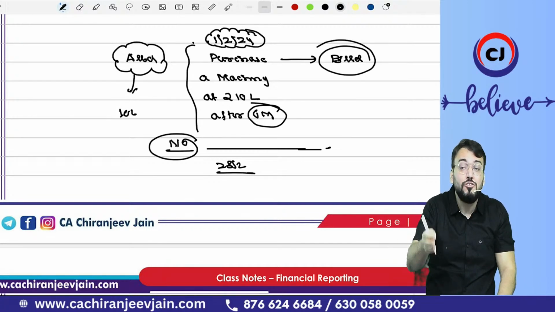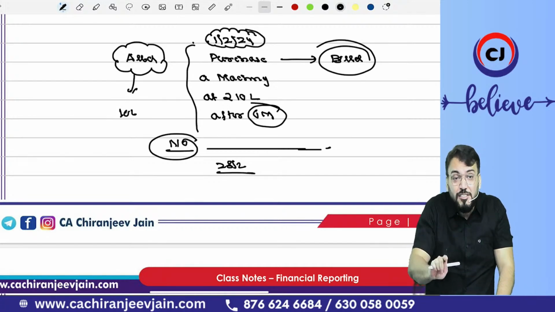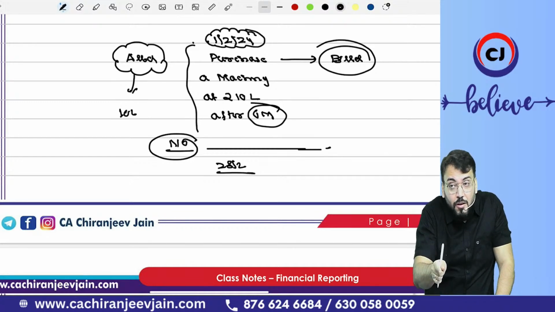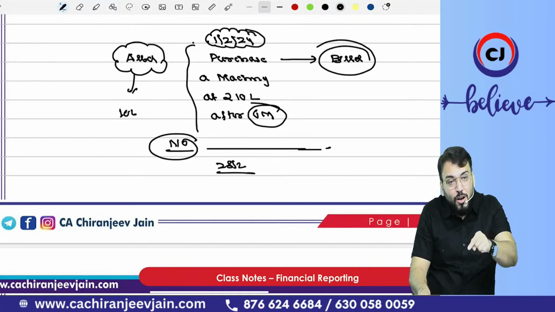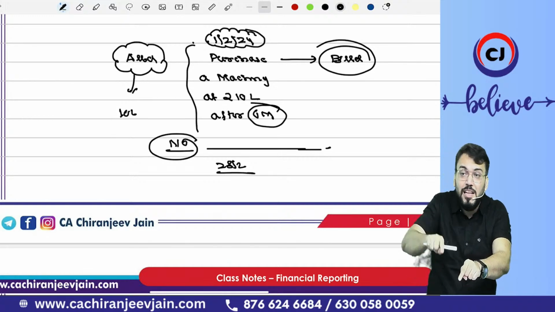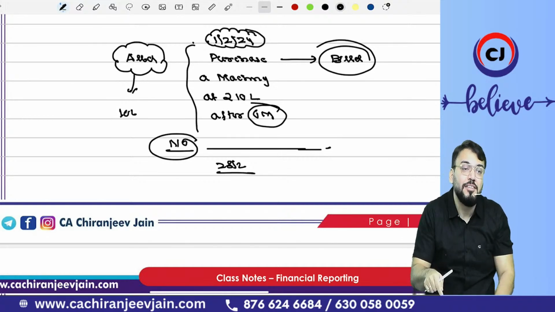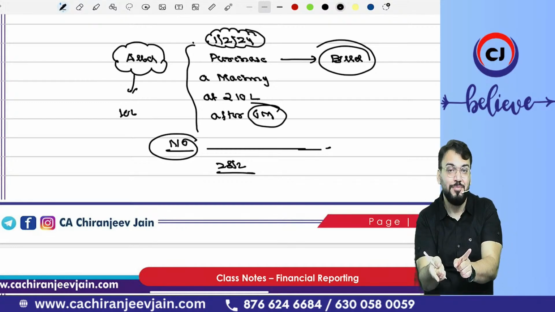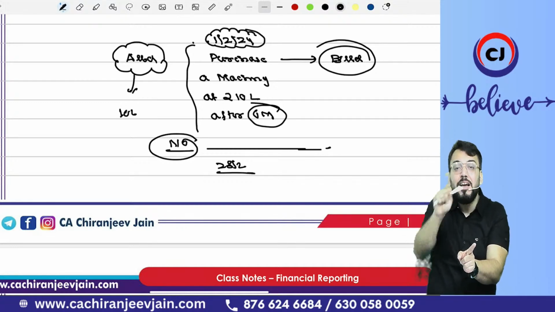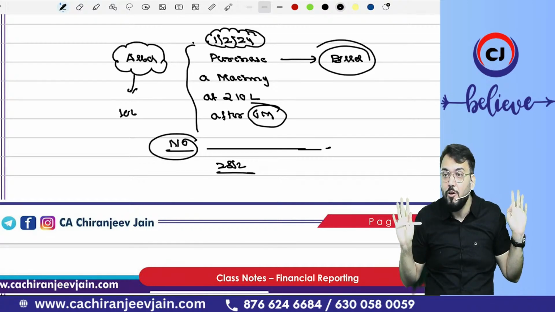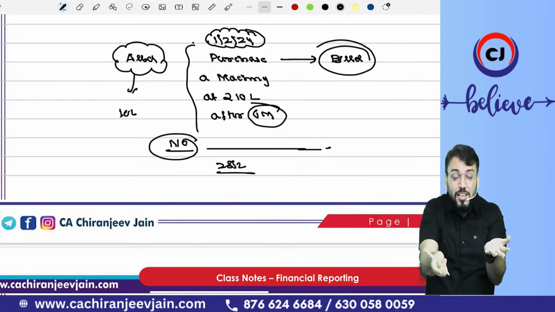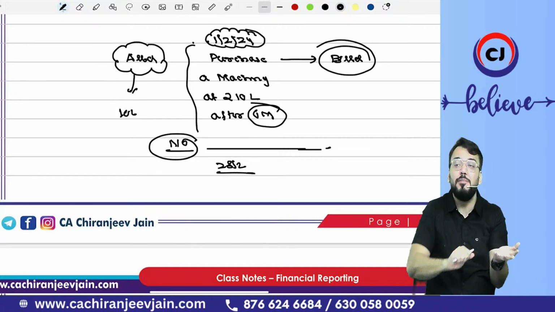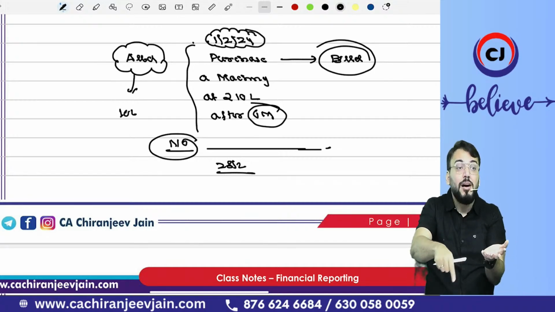Onerous contracts are those contracts where the expected cost of this contract will be more than the expected benefit under this contract. Whenever cost is more than benefit, it becomes onerous. Onerous means burden. Now this contract becomes a burden for A Limited.